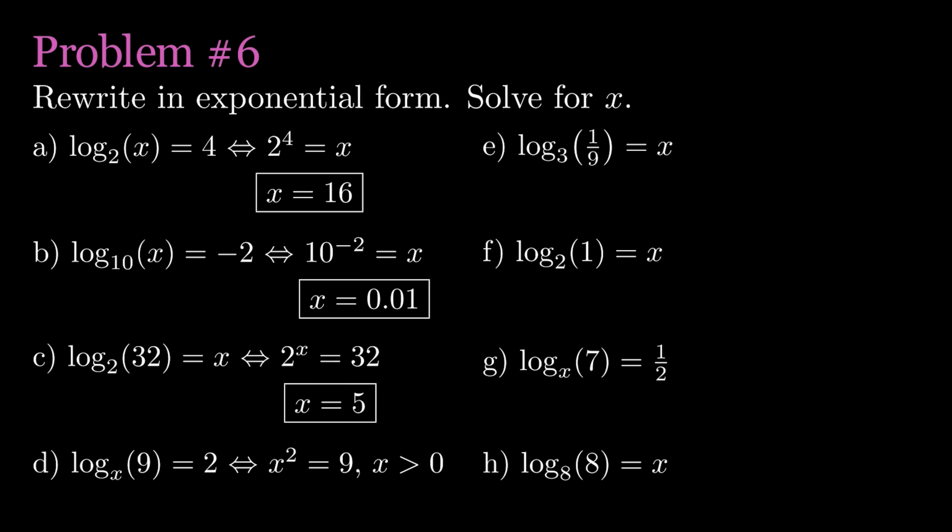If x squared is 9, then x is plus or minus the square root of 9, which is plus or minus 3, but with the constraint that x must be greater than 0, we only get x equals 3.